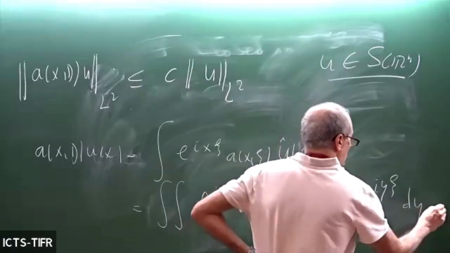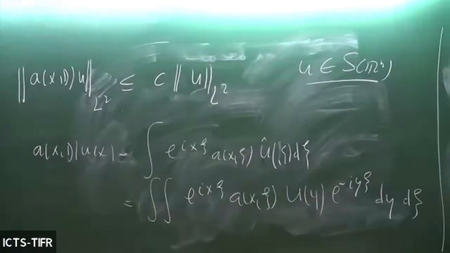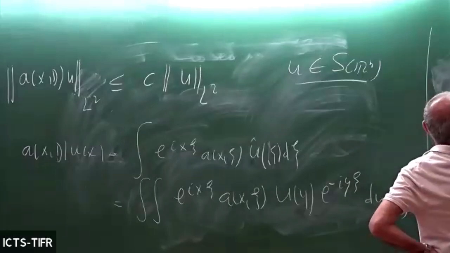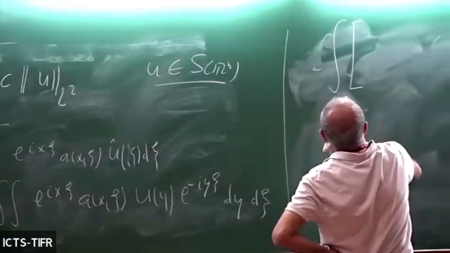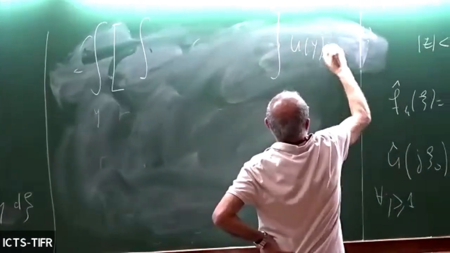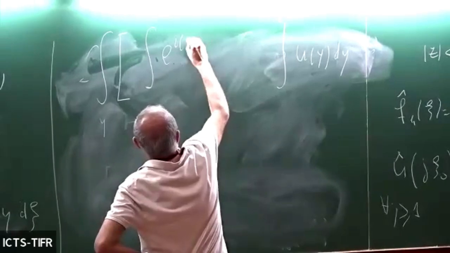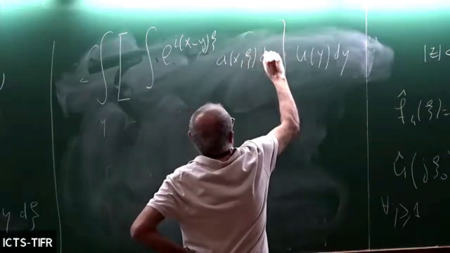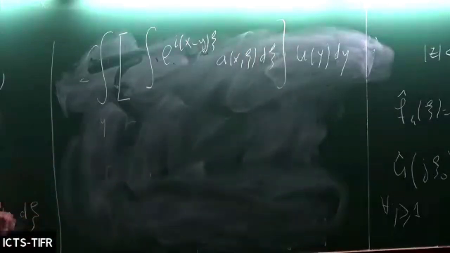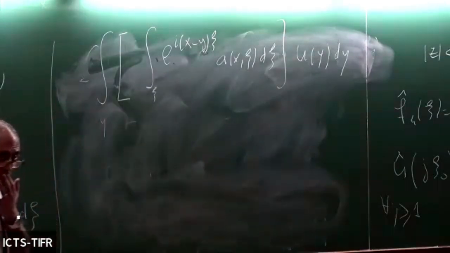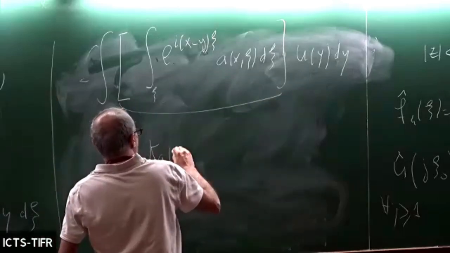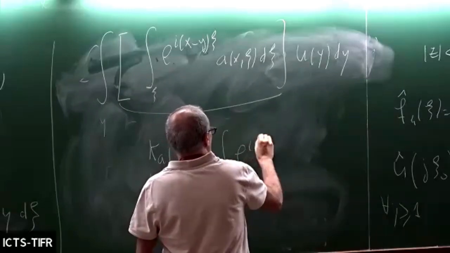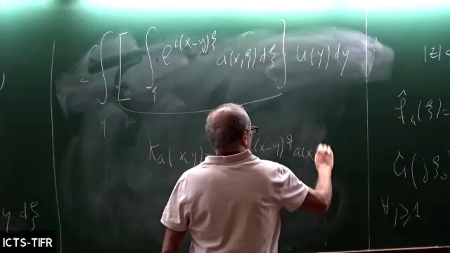And how do we find the kernel? Everything is here. So K_A of X and Y is the integral over Rn of e to the i X minus Y dot Xi, A of X and Xi, d Xi. Voilà.